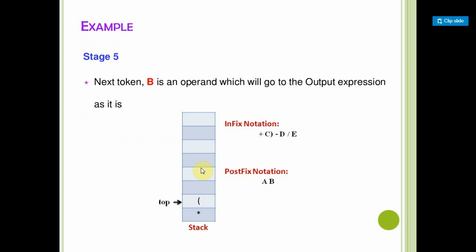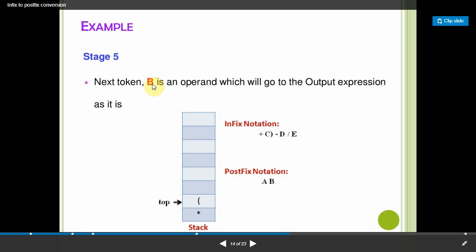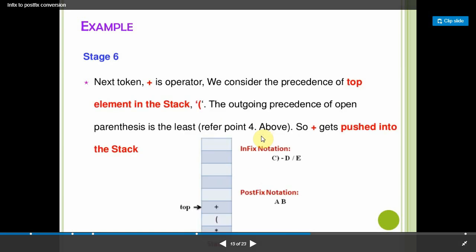And after that, your next input is b again. Whenever the input is an operand, like a, b and all such things, which are called operands, simply append that operand to the output, which is called the postfix notation. So a followed by b, both have been appended here. Now, what will be the next input? You can guess from our input that it is plus.